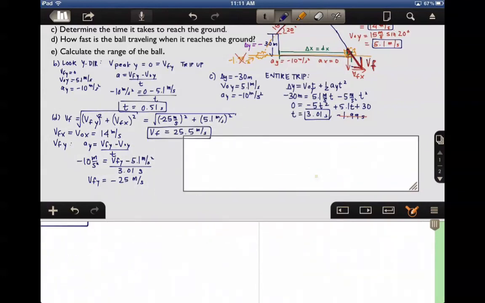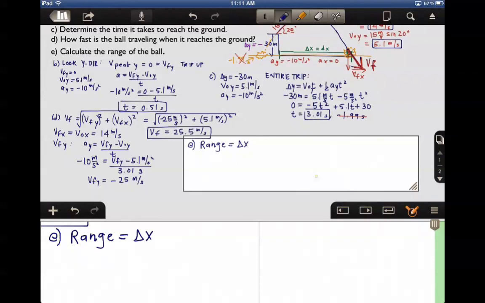Last but not least, final question. Calculate the range of the ball. Quick reminder, range means delta x. How far it goes horizontally.